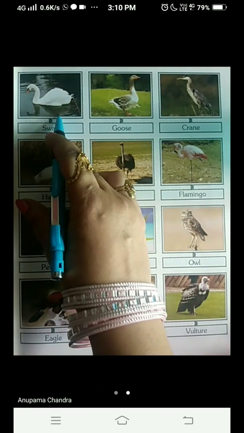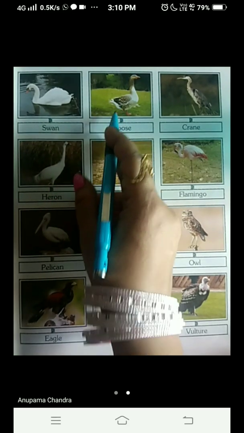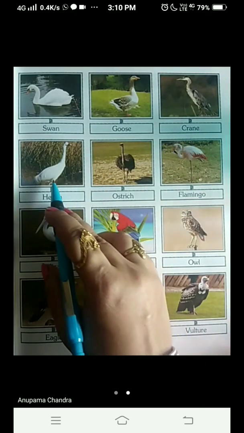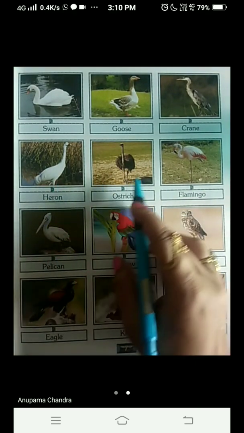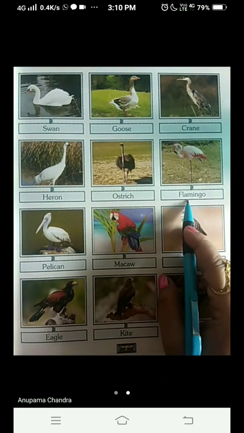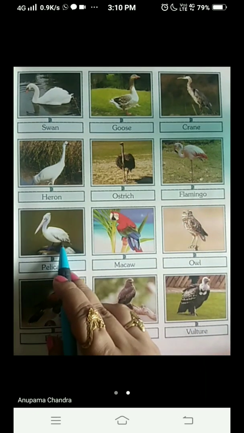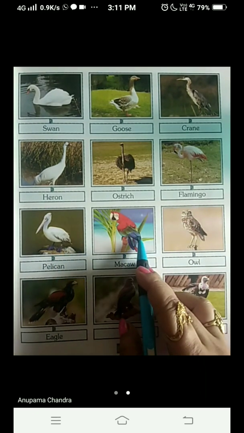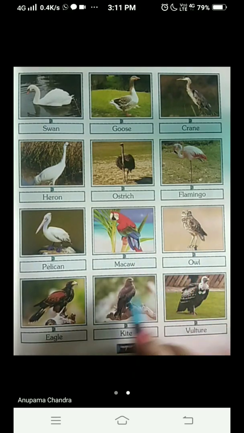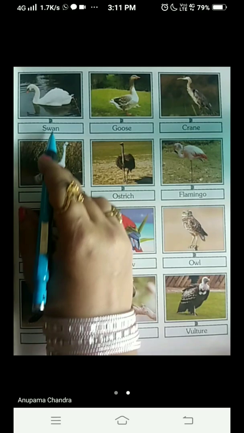Repeat after me, children. Swan, goose, crane, heron, ostrich, flamingo, pelican, macaw, owl, eagle, kite, vulture.